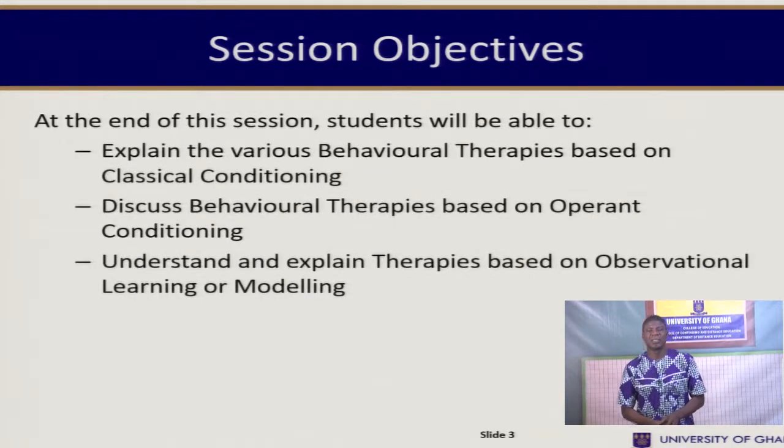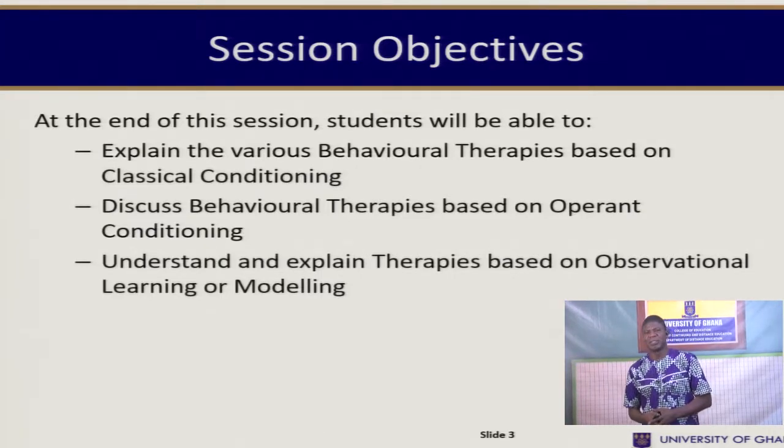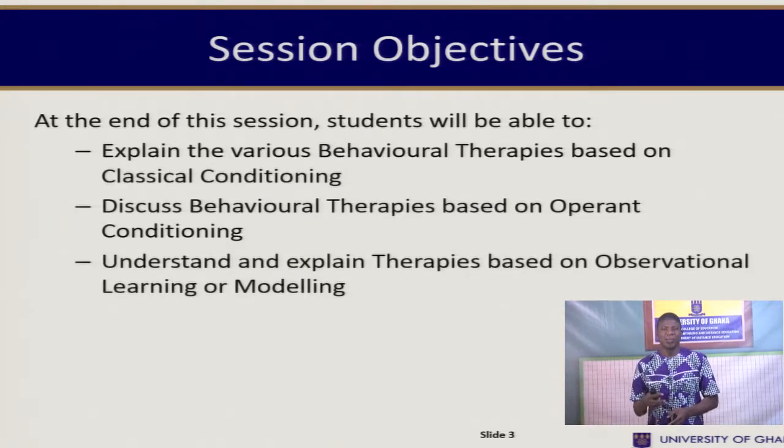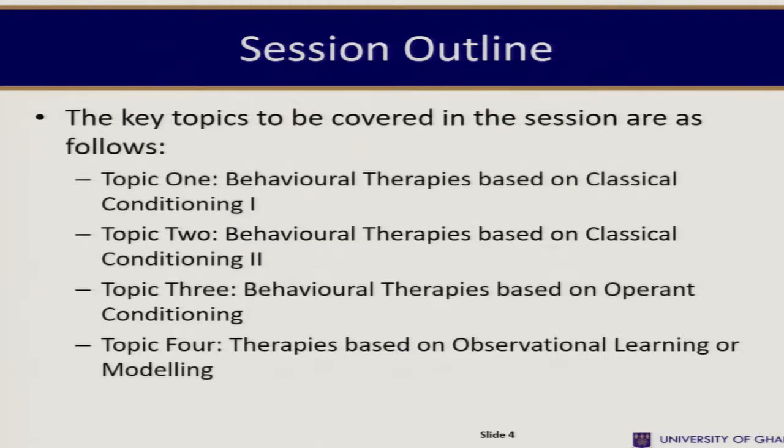So we expect that at the end of the session, students will be in the position to explain the various behavioral therapies based on classical conditioning, then on operant conditioning, and then observational learning or modeling. To do this, we have outlined 4 main topics. Behavior therapy based on classical conditioning, part 1 and part 2, and the third topic is behavior therapy based on operant conditioning, and then the last one is based on observational learning or modeling.